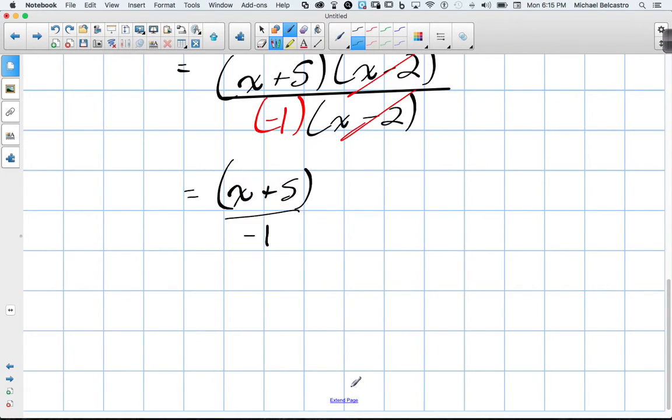You could leave it like that, but the common way to make it a little simpler, not so expanded, is to put the negative in front of the set of brackets. So you have negative, x plus 5. And then you could even decide to distribute your negative here. If you distributed your negative, you would end up with negative x, negative 5. Or you can write it like this with the negative in front of the x plus 5. Both of them are technically correct.